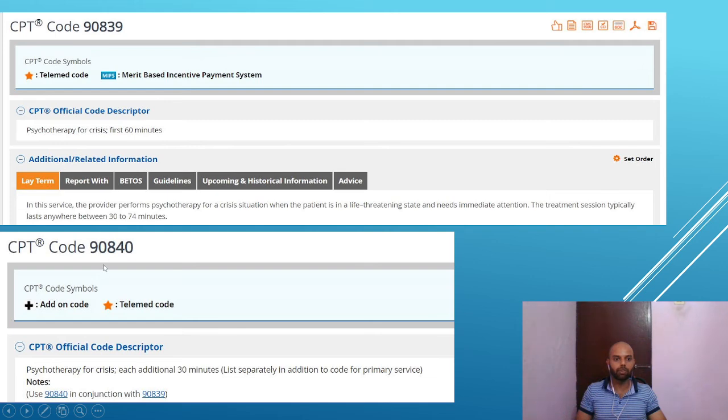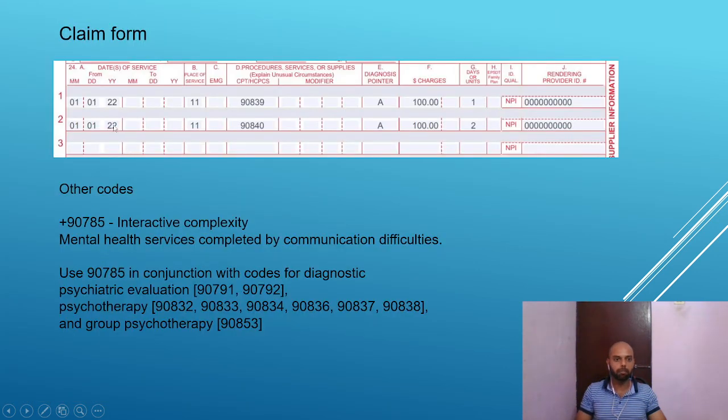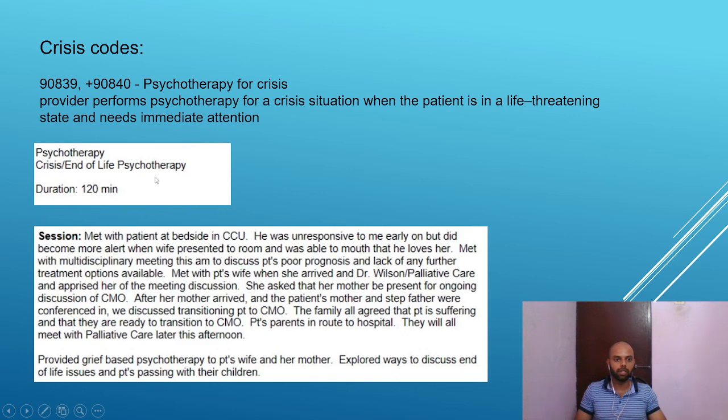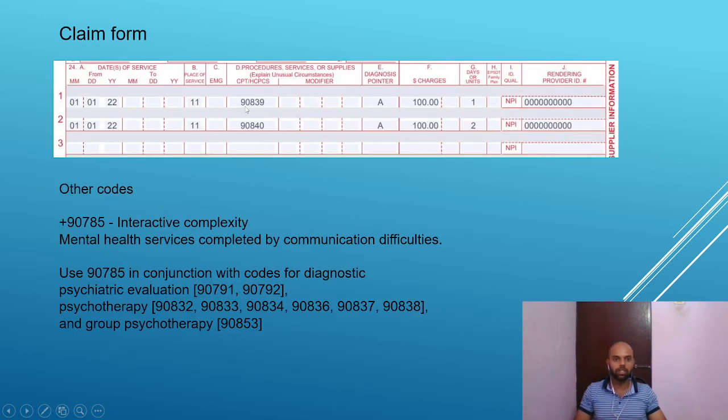90839 and 90840 are both time-based codes. 90839 is for the first 60 minutes. For each additional 30 minutes, we have to bill 90840. So for that example, you can see the duration of the psychotherapy for crisis state is 120 minutes. 90839 is for 60 minutes, so I'm billing 1 unit. 90840 is for each additional 30 minutes, so for the remaining 60 minutes I'm billing 90840 with 2 units.